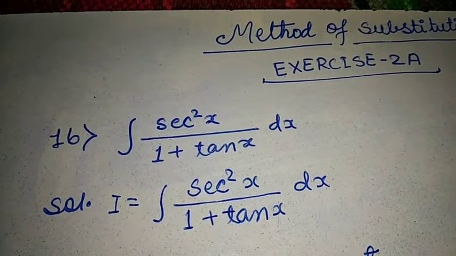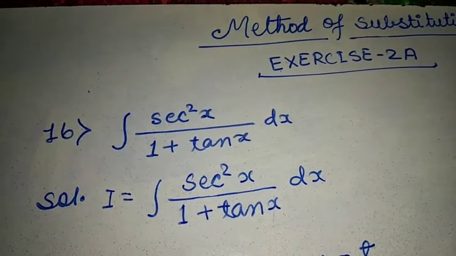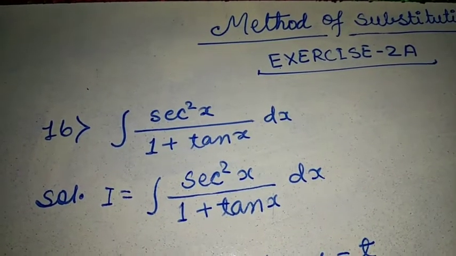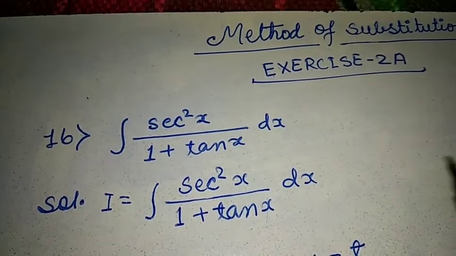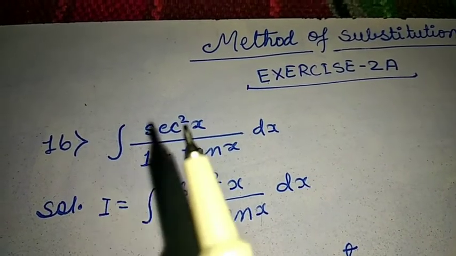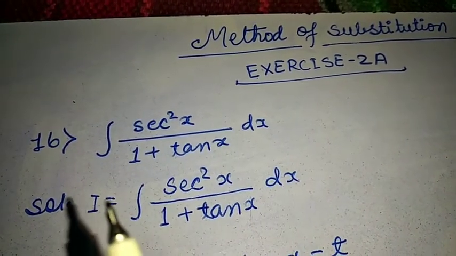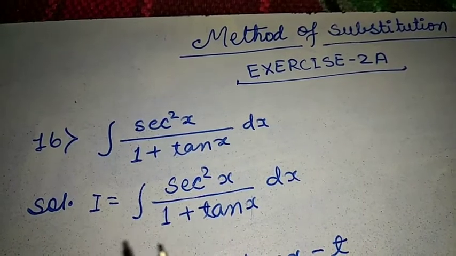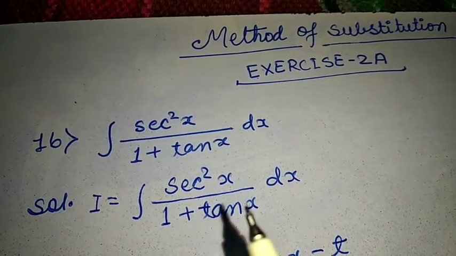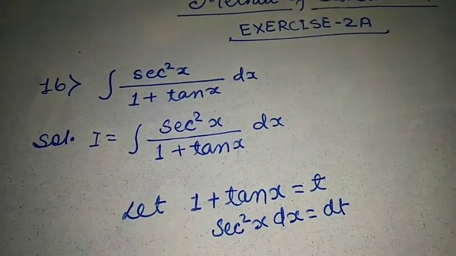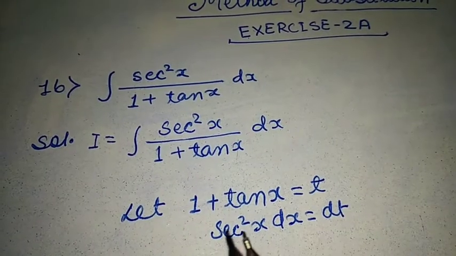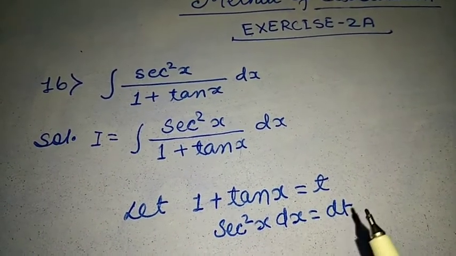In this video, we are going to solve from question number 16 to 20 from this exercise. So this is question number 16. You can see this is integration of sec square x upon 1 plus tan x into dx. For solving this question, we can substitute t in the place of 1 plus tan x. So when we differentiate both the sides, it will be sec square x into dx is equal to dt.